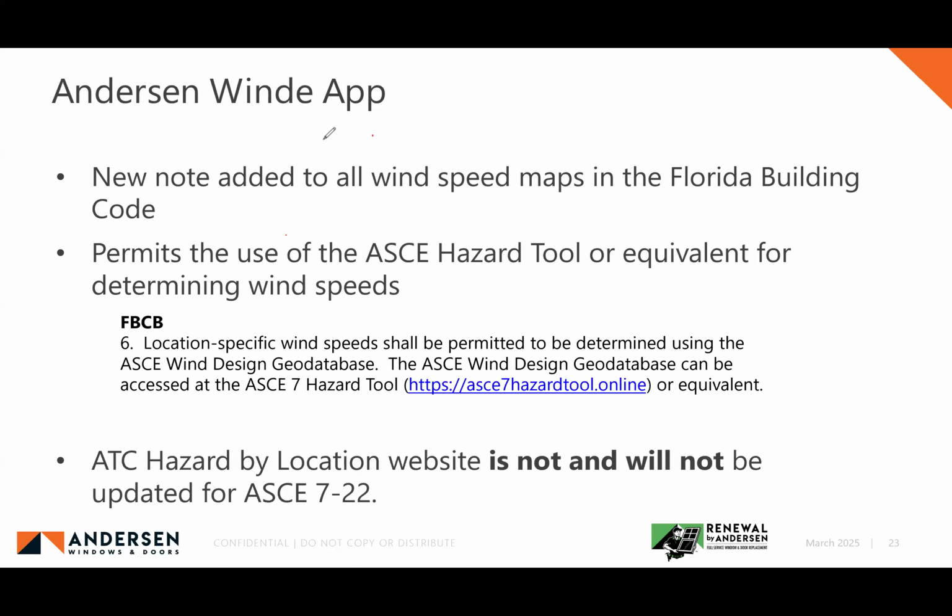But we've come a long way since then, and now the Florida Building Code added a new note that specifically says you can use the hazard tool to determine your wind speeds, or some equivalent. Okay, but like I said, the difference between what I'm going to show you today, and I'm going to do an example with the hazard tool as well, is that the hazard tool is only going to give you wind speeds.